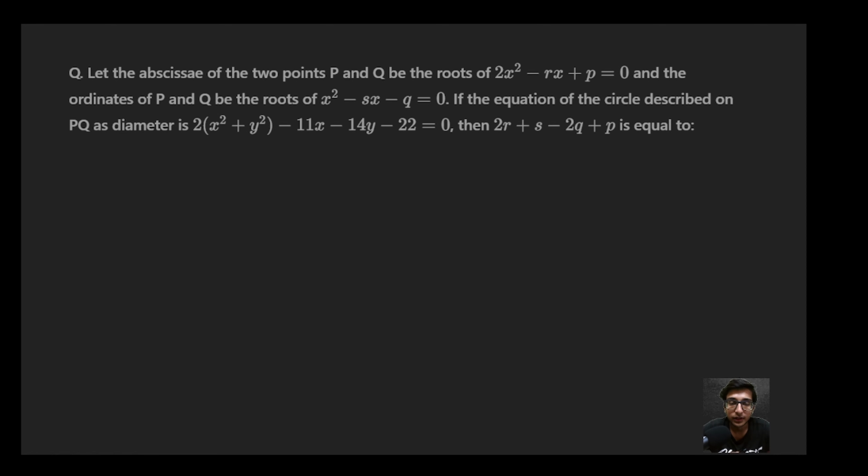Now let us start with a few examples. Let us look at this question. Again, this was a question that was asked in one of the JEE Mains previous year papers. Let the abscissa of 2 points P and Q. I hope you all know what is the meaning of abscissa. Abscissa means the x coordinate.